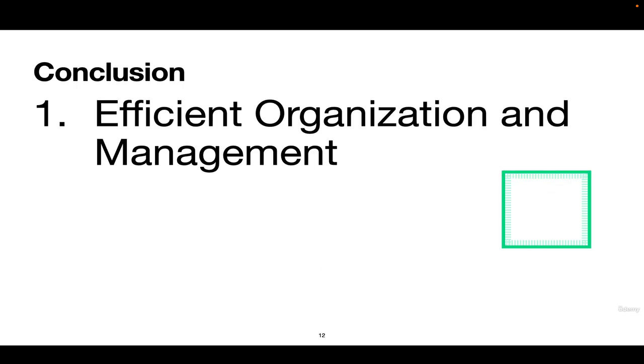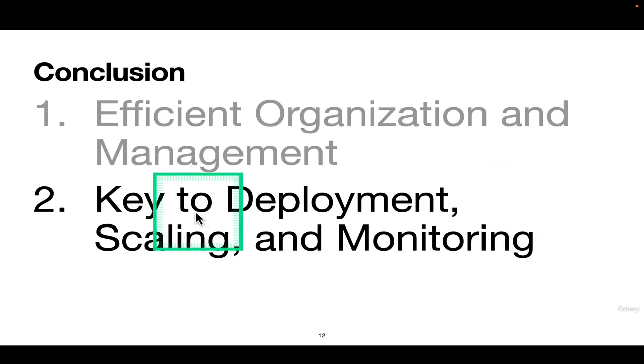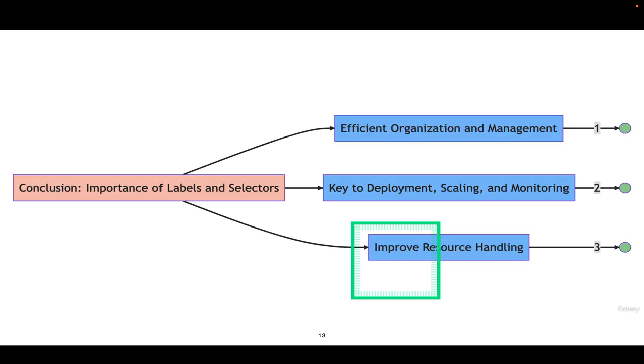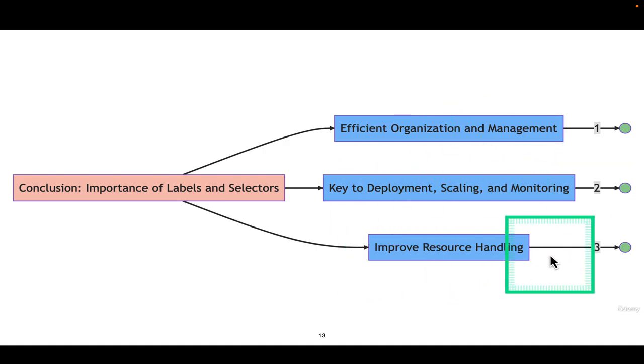So, conclusion: they are crucial for efficient management and organization, and key to deployment, scaling and monitoring. They play a significant role in the deployment, scaling and monitoring of applications within a Kubernetes cluster, and improve resource handling. By adopting best practices and using labels and selectors effectively, you can improve resource handling and overall performance of your Kubernetes infrastructure. So, conclusion: efficient organization and management, key to deployment, scaling and monitoring, and improved resource handling.